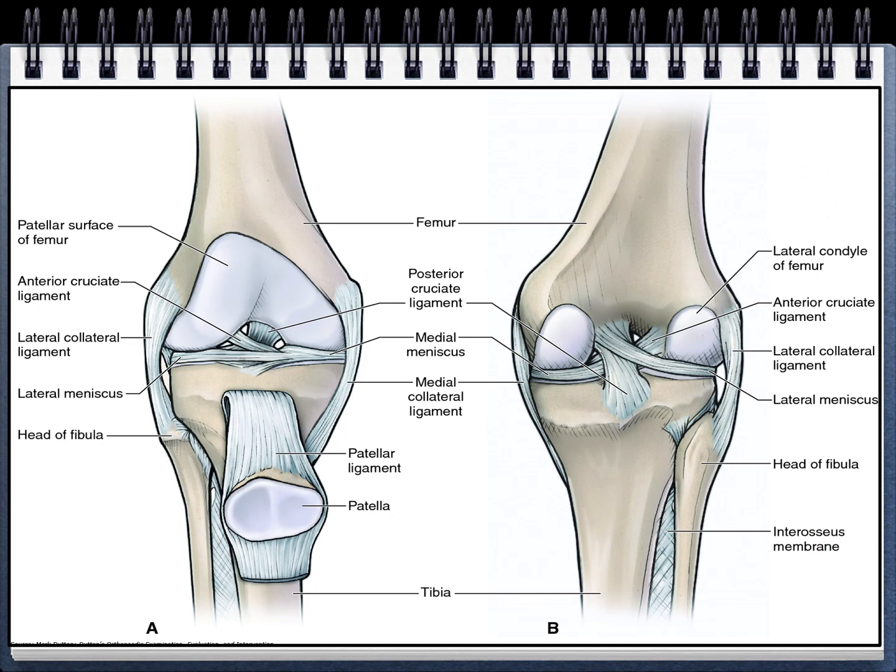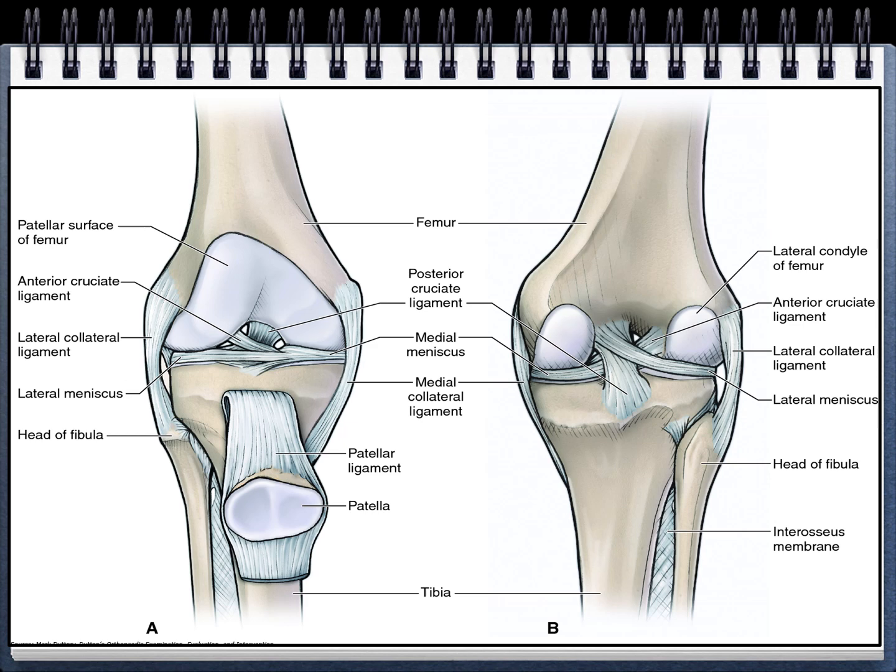I thought this was quite a good picture of the inside workings of the knee. If you look at diagram A, you can see very clearly what the patellar surface of the femur would look like without the patella on top of it. And you can see the anterior cruciate ligament there, which is quite difficult to find because it's right in the middle. And the lateral collateral ligament, you can see there on the outside of the knee. The lateral meniscus, you can see just a slither of on the diagram, and the head of the fibula.